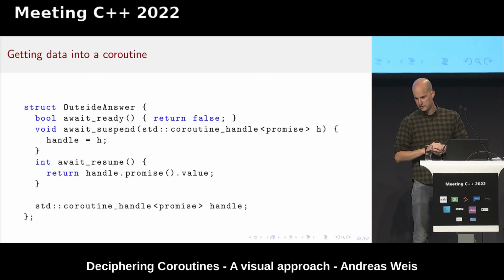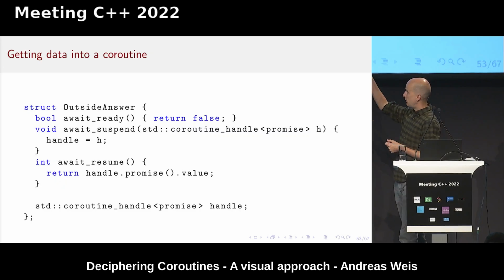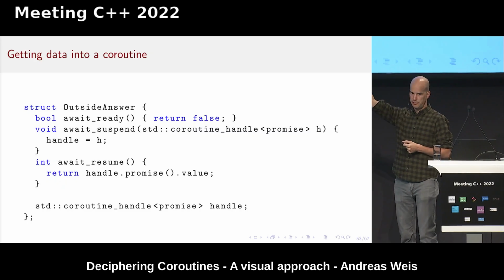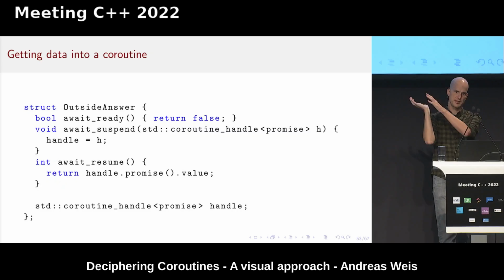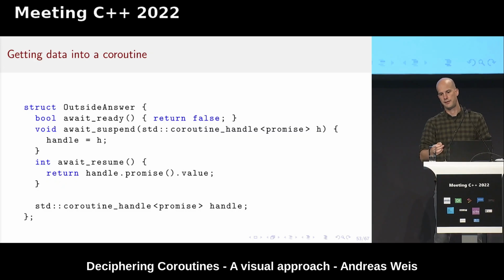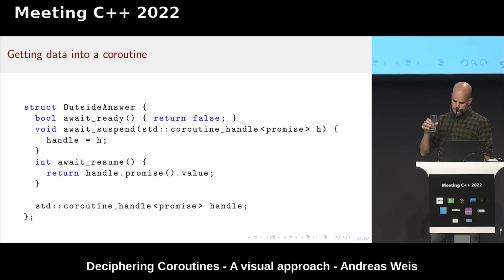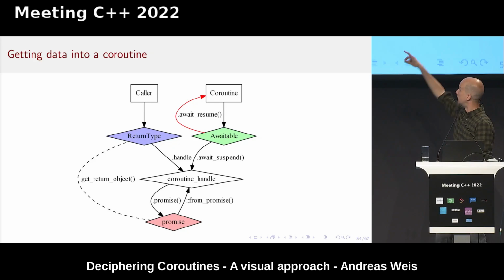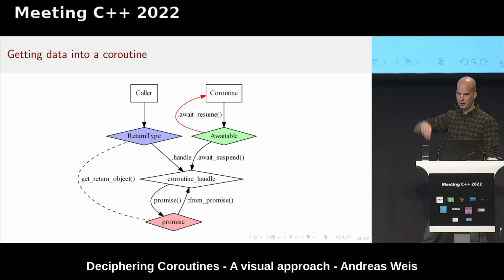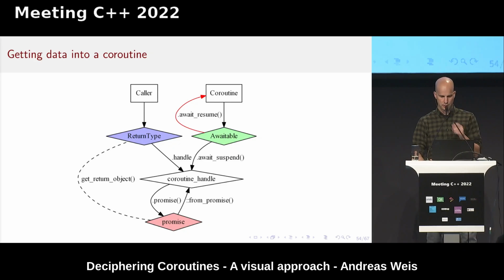And what happens here, the part that we did not talk about, is that now the return value of the await resume is also going to be the return value that falls out of the co-await call that the coroutine did earlier. So this is one missing arrow here, right? The return value of the await resume, that is how we hand the data back to the coroutine.